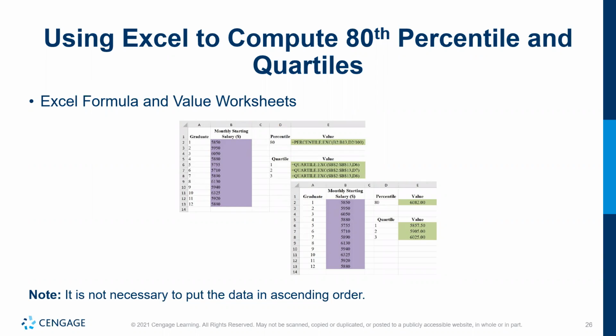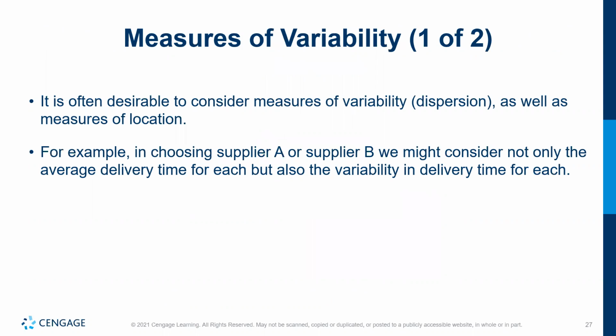And it says when you're using the function, it's not necessary to put the data in ascending order. If you were doing it by hand or by eye, it would be nice to put the data in ascending order so you can count the positions up. But Excel doesn't need you to do that. It's smarter than us, right? The AI is going to take us over. All right, so that was all the same types of measures.